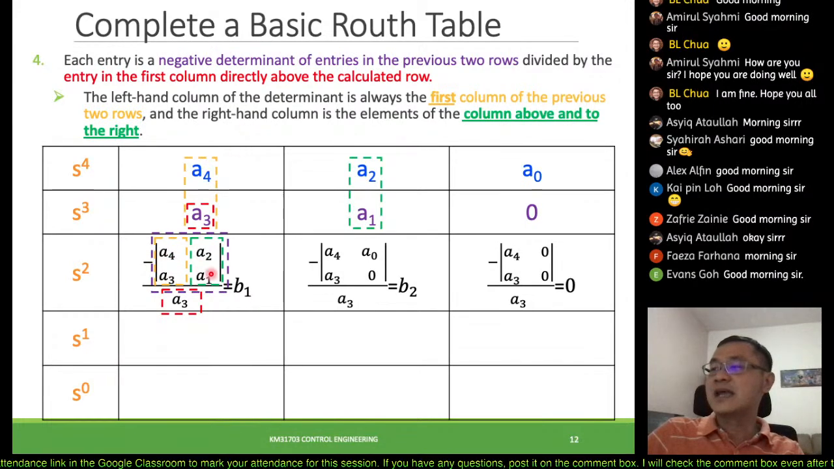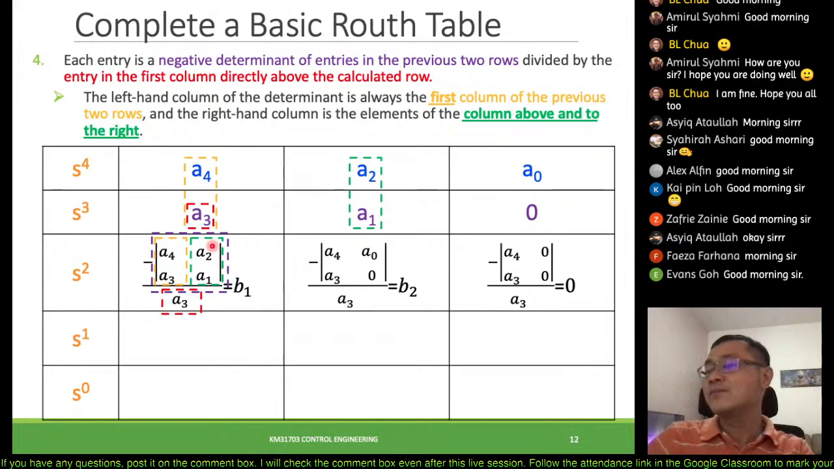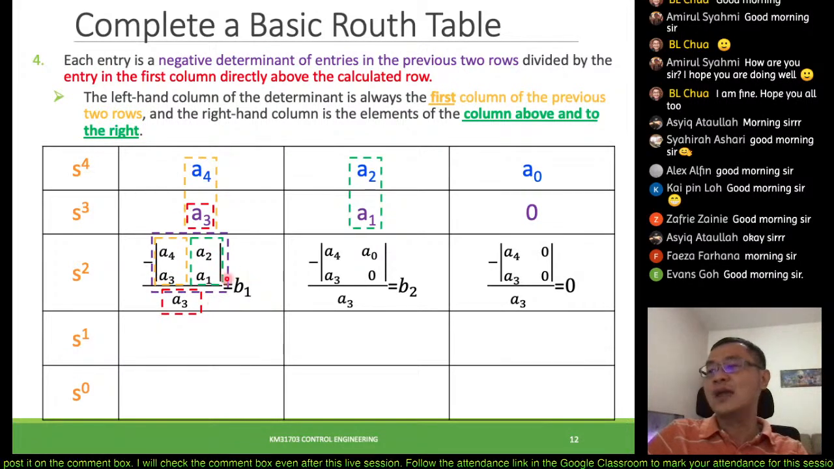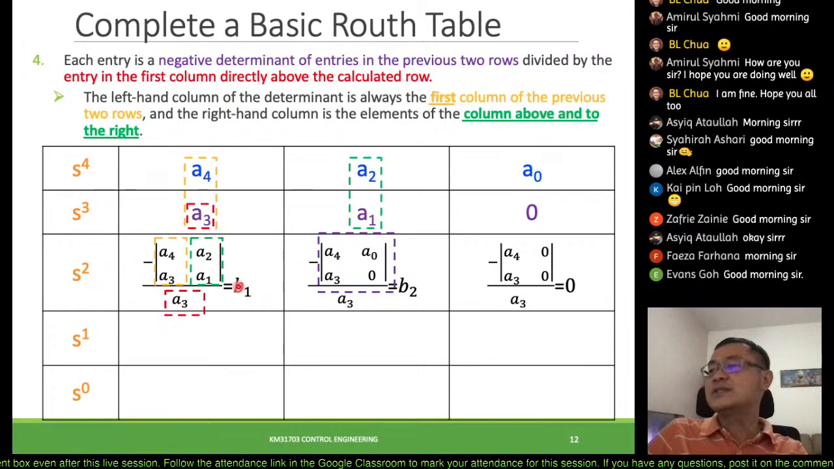Whereas on this side would be the one next to it, but still the two rows above it. So we have A2, A1, and we put it here. To solve this determinant is just A4 multiplied by A1 minus A3 multiplied by A2. For how to solve a determinant, you can just check it out. By doing this, we will get a value. Same thing to get the second entry, we do the same thing.